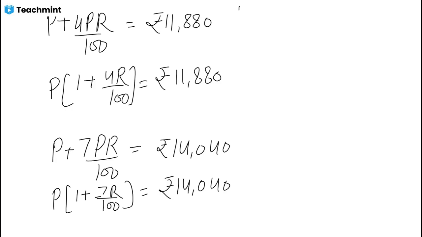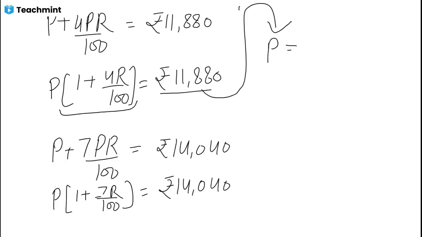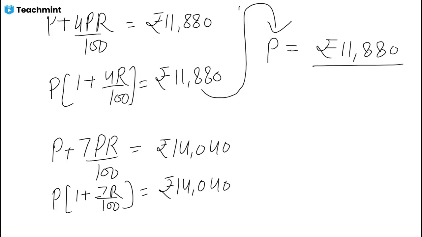Now what can we do? Just use any one of them. This one. Just write down P as: take this entire bracket in the denominator of the right side. Are you getting the equation rule? P is equal to rupees 11,880 over 1 plus 4 times of R over 100.